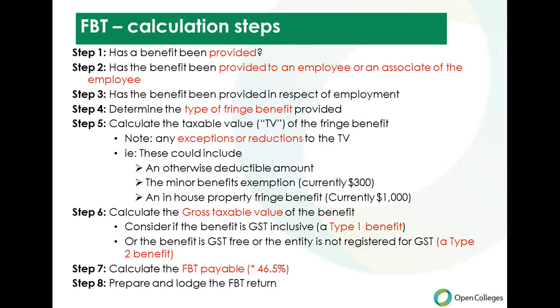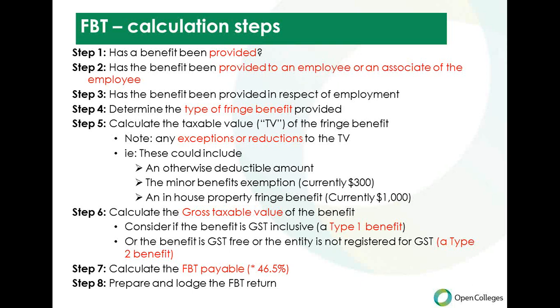What that means is type 1 is a GST inclusive benefit, and type 2 is where the benefit is GST free or the entity is actually not registered for GST. So very simply, GST inclusive, for example, gym membership. Okay, you pay GST on a gym membership. GST free might be for private health insurance where there's no GST.